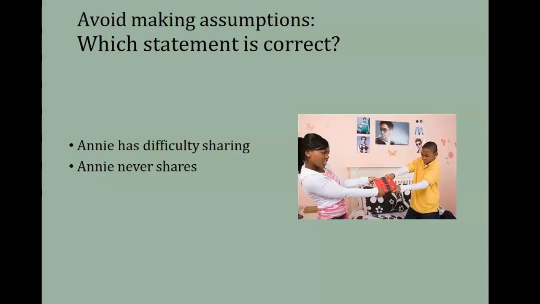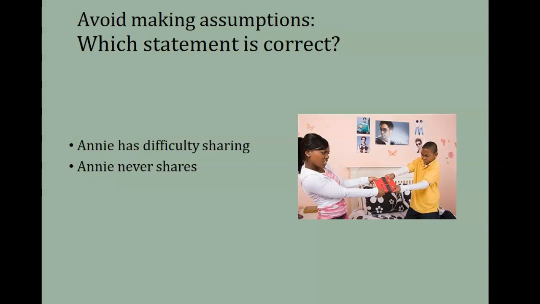Avoid making assumptions. So let's look at this and decide which statement is correct. Ooh, Annie has difficulty sharing. Annie never shares. I'm just going to give it to you between the eyes. There are issues with both of these statements, right? Annie never shares is subjective. The word difficulty is subjective. So if I were the observer, I would want to write just the facts. And why am I writing something that isn't strengths-based? So there's another issue, right?